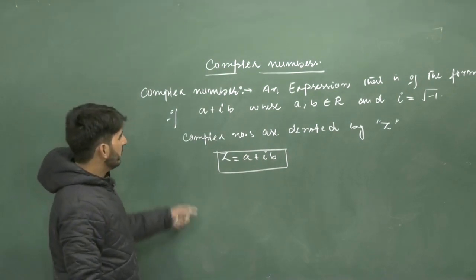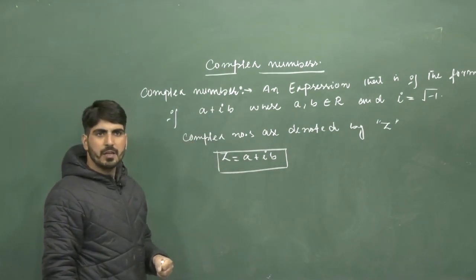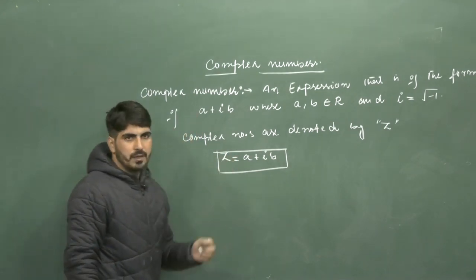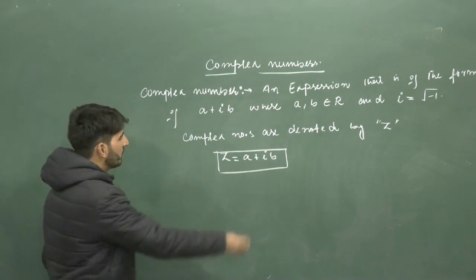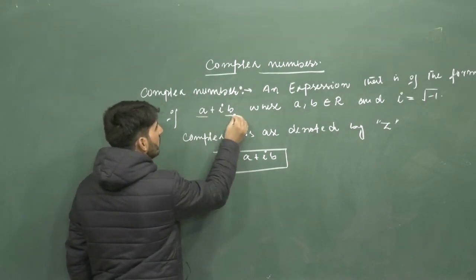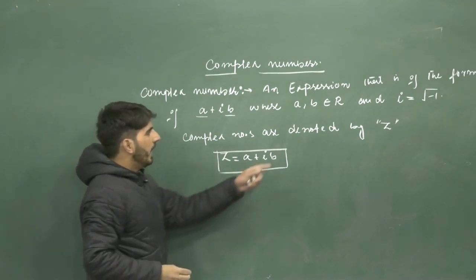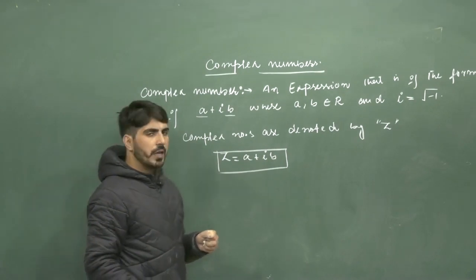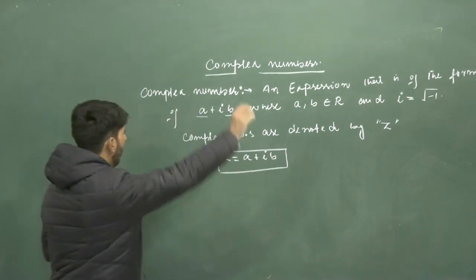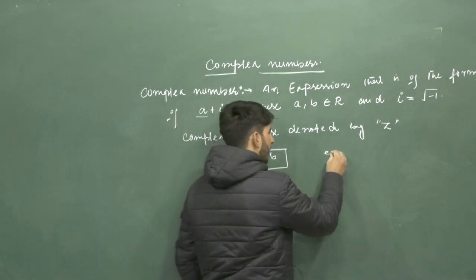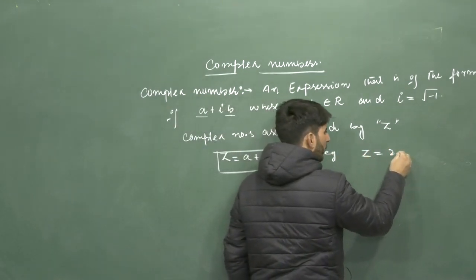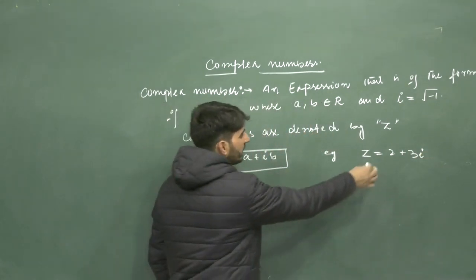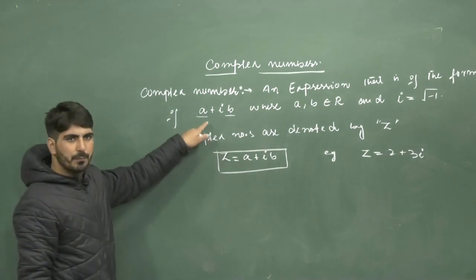Any complex number that can be written in the form of a plus iota b, or the number that is of the form of a plus iota b, is known as complex number, where a and b both are real numbers and i, that is known as iota, whose value is square root of -1. For example, Z is equal to 2 plus 3 iota. This is a complex number because this is of the form of a plus iota b.